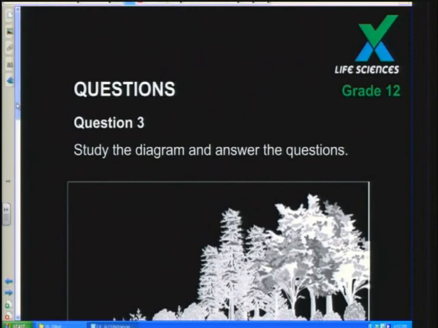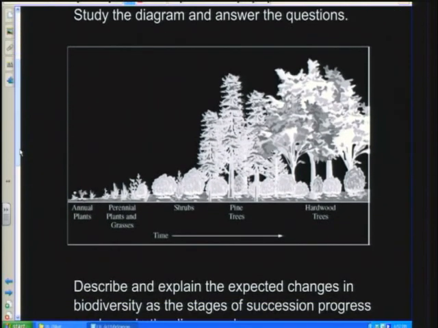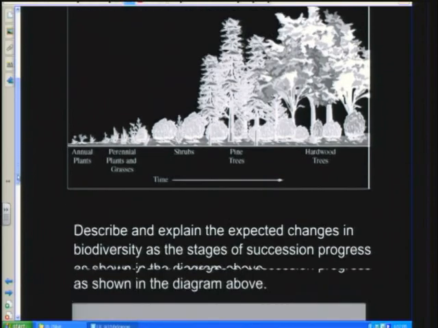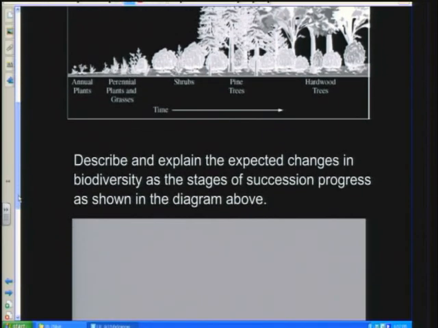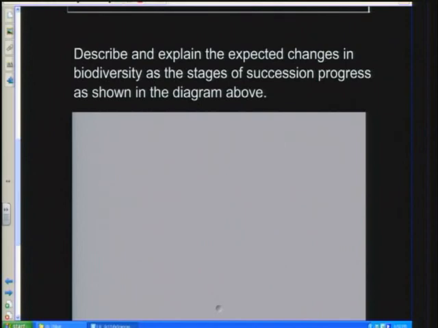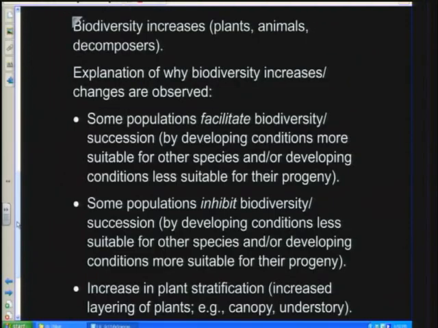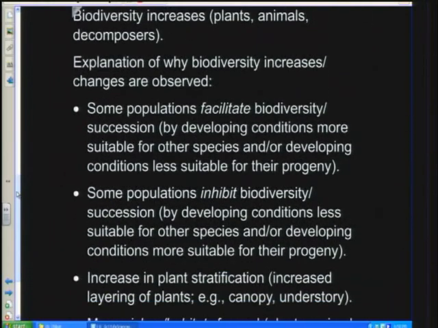Let's look at another one. Study the diagram and answer the questions. Here's something that we saw earlier, something happening there. Describe and briefly explain the expected changes in the biodiversity as the stages of succession progress. Very simply put, we start by saying why this is happening, an explanation of why biodiversity increases. First of all, biodiversity increases. We must first say that.